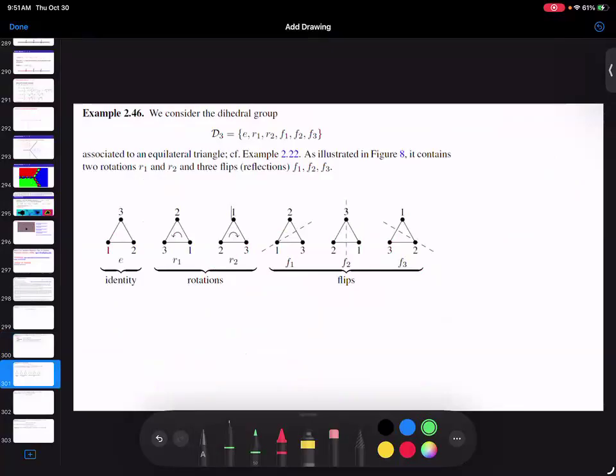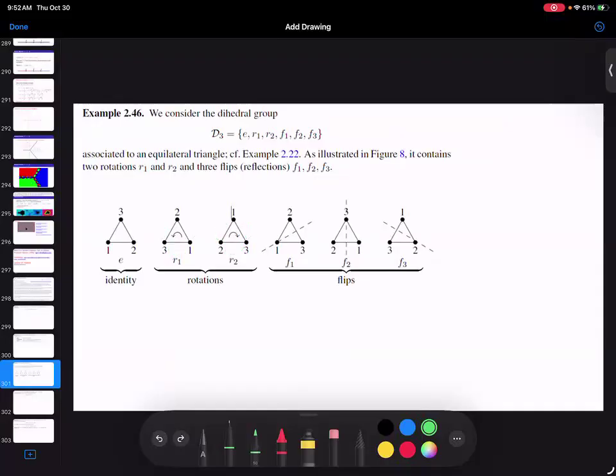So it's worth looking at some of the different groups we could study. There are a lot of very famous groups. One of the most famous is the dihedral group. It has 6 elements. E is the identity. R1 and R2 are 2 rotations. F1, F2, and F3 are flips. The rotation R1 sends 1 to 2, 2 to 3, 3 to 1. It's rotating counterclockwise. R2 is rotating clockwise. 1 goes to 3, 3 goes to 2, 2 goes to 1.